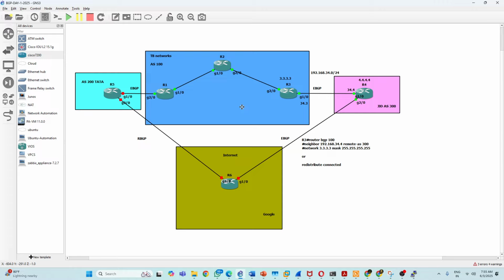Now, IBGP means that within the autonomous system number, if you configure any protocol, it's called IBGP. So IBGP you can establish with loopbacks. Okay. So you may have a question: why not EBGP? We are not establishing EBGP with loopbacks.